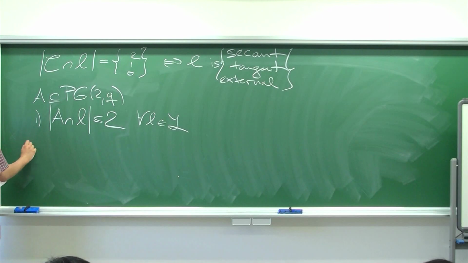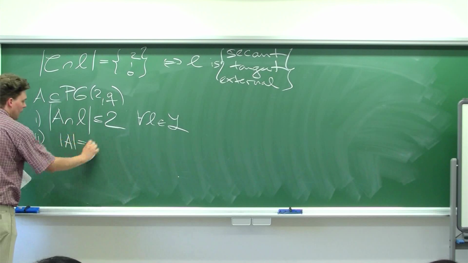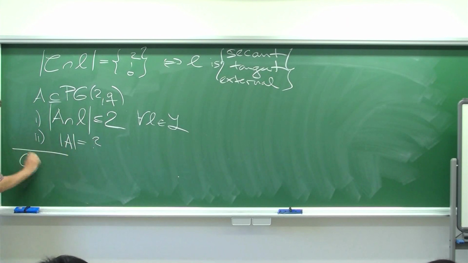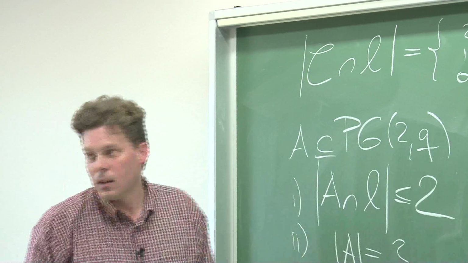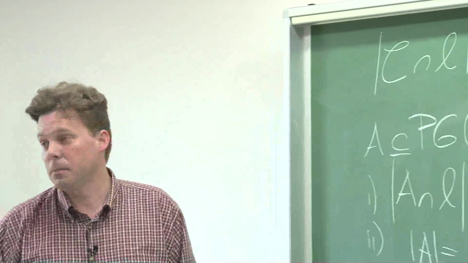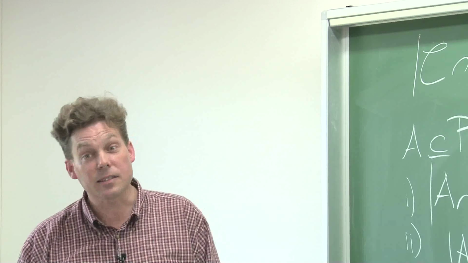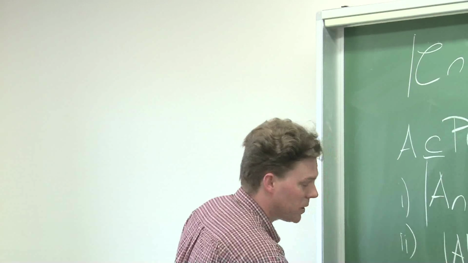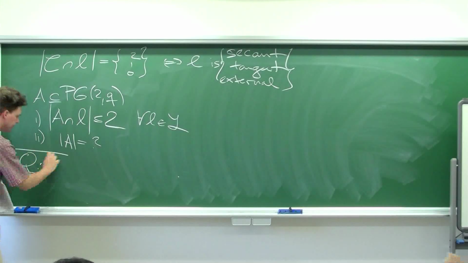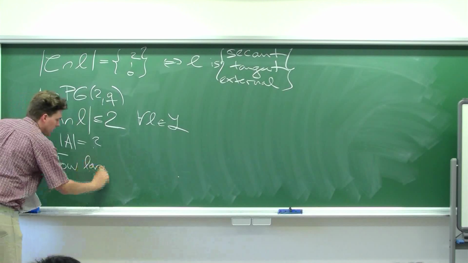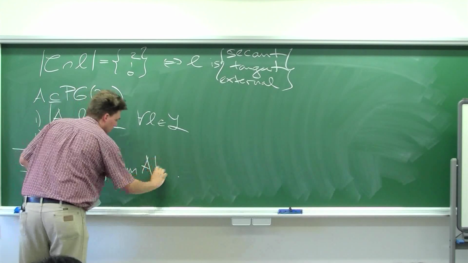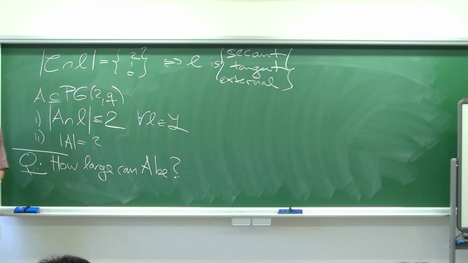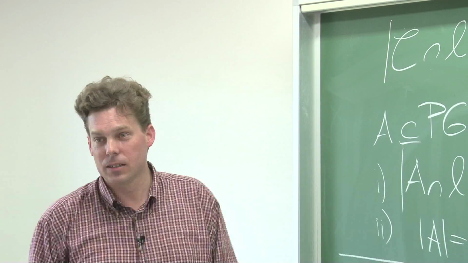And now the question is, I'm going to leave out the second axiom, which is about the size. I'm going to leave this out for a while, so I want to put this as a question. This was a question that an Indian mathematician named Bose asked himself in 1947: how large can A be? That's a pretty natural question. Does anyone know the answer?